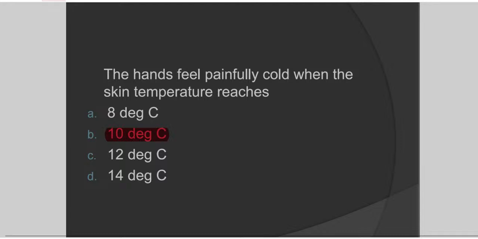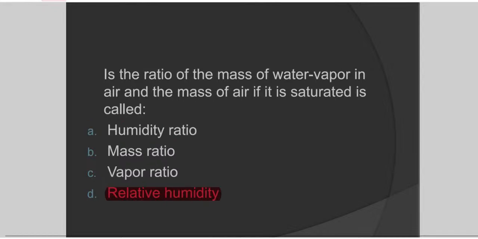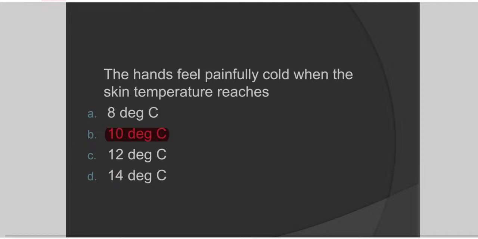The ratio of the mass of water vapor in air and the mass of air if it is saturated is called a humidity ratio. B. Mass ratio. C. Vapor ratio. D. Relative humidity. The hands feel painfully cold when the skin temperature reaches A. 8 degrees C, B. 10 degrees C, C. 12 degrees C, D. 14 degrees Celsius.